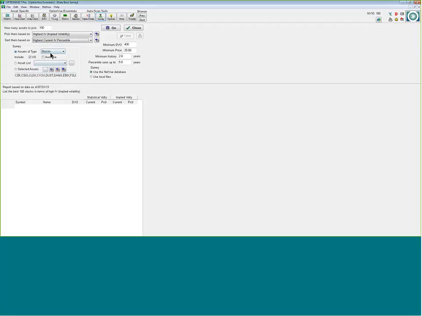We can sort by stocks, indexes, bonds, commodities, currencies, all. Well, I don't want to do all because that's just going to make it confusing. I'm going to go stocks. I'm not going to look at any selected assets. I'm not going to look at an asset list. This is where you trade a certain finite number of assets, you can do that. So all I have to do is click go.